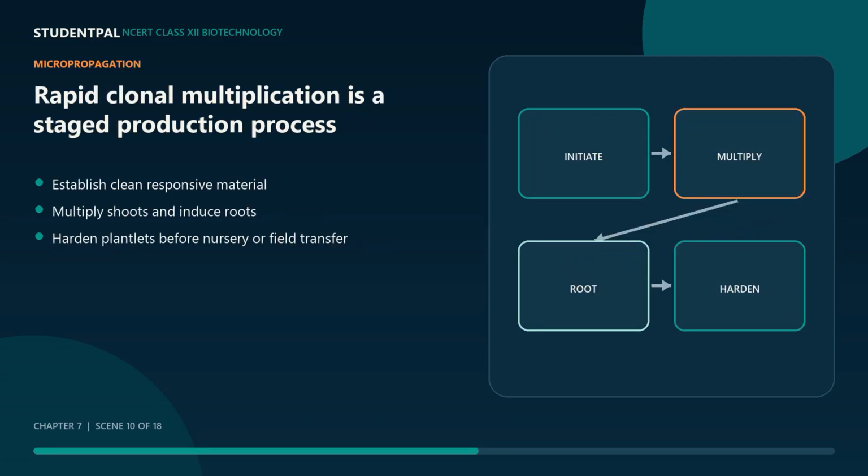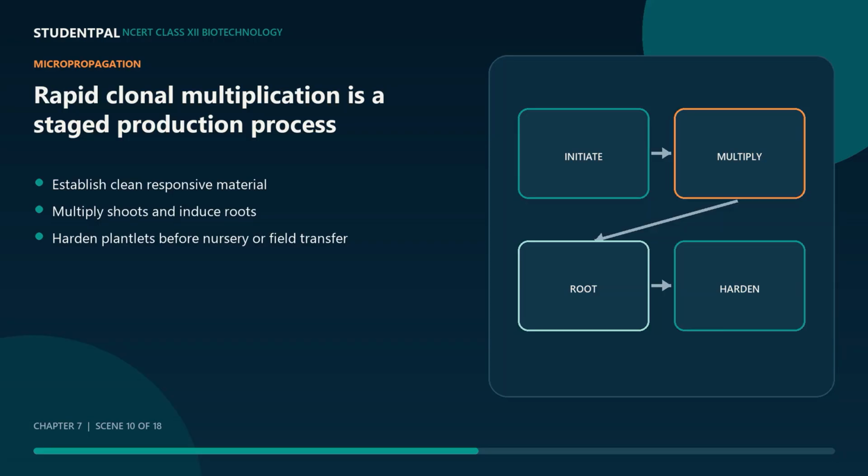Micropropagation multiplies plants rapidly through controlled culture. Stage 1 establishes a clean, responsive explant. The multiplication stage repeatedly produces shoots while limiting abnormalities and excessive callus. Shoots are then elongated and rooted either in culture or through a validated ex vitro method. The final transition is acclimatisation, also called hardening.